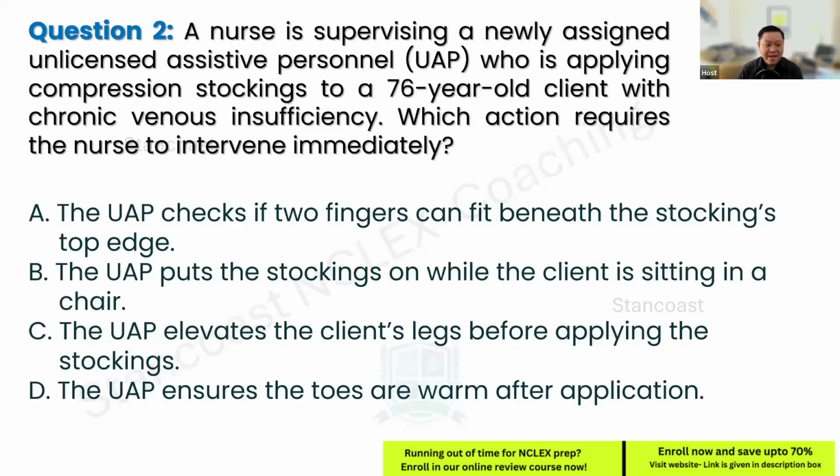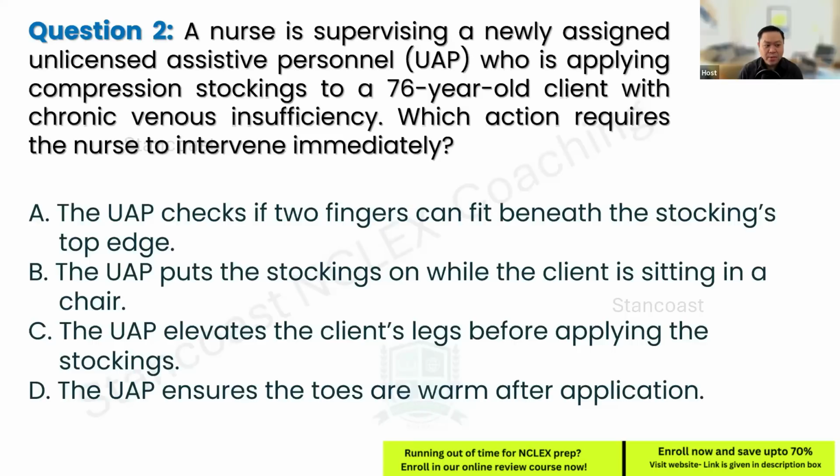Number two, a nurse is supervising a newly assigned unlicensed assistive personnel who is applying compression stockings to a 76-year-old client with chronic venous insufficiency. Which action requires the nurse to intervene immediately?